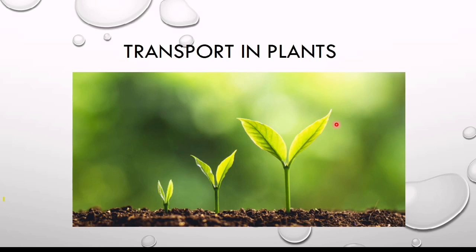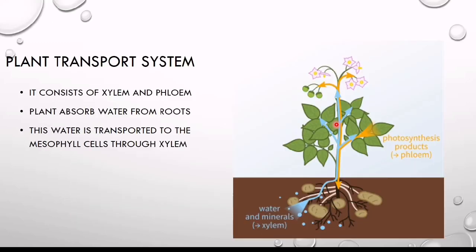The topic is photosynthesis. For performing photosynthesis, there is a system that provides water, minerals and nutrients, and this system is called the transport system. The transport system consists of two parts. One is called xylem and the other is called phloem.